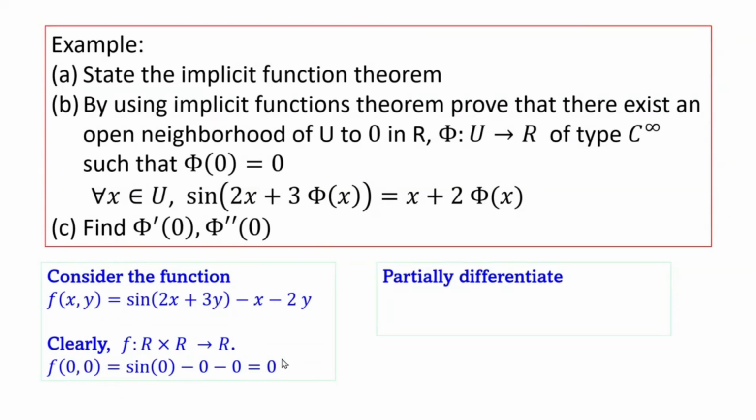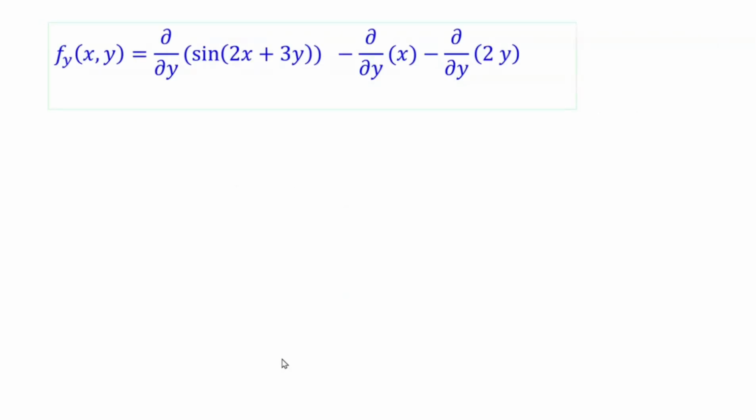Next, we have to get the partial derivative. So f of x,y equals this expression. With respect to y, we have to get the partial derivative of this expression. So for that, we calculate f_y(x,y) equals ∂y of sin(2x + 3y) minus ∂y of x minus ∂y of 2y. Naturally, x is constant when we take the partial derivative with respect to y.